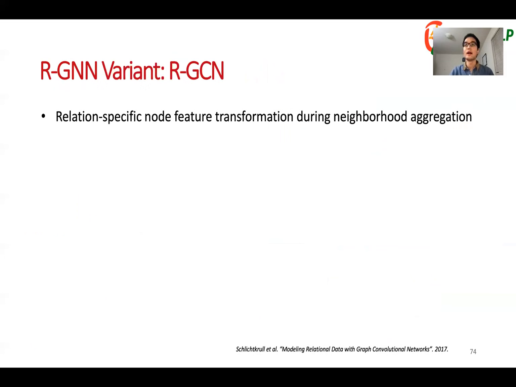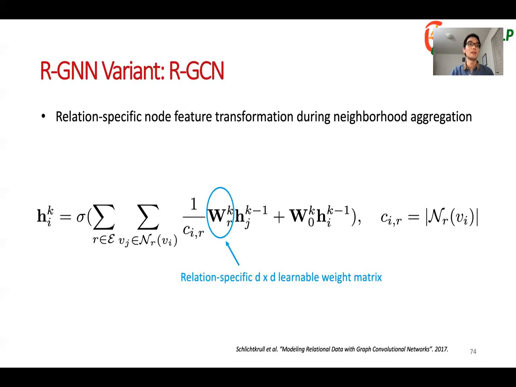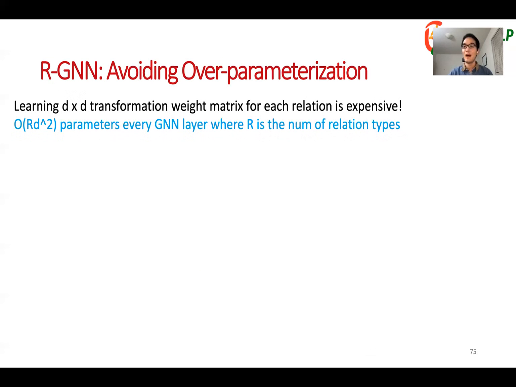When we apply the RGNN idea to GCN, we get RGCN. As you can see, it introduced a relation-specific D by D learnable weight matrix. RGNN is good at doing relation-specific message passing, and hence is able to handle multi-relational graphs. However, it's kind of expensive to learn a D by D transformation weight matrix for each relation, and that's especially true for some graphs with a large number of edge types, such as KGs.